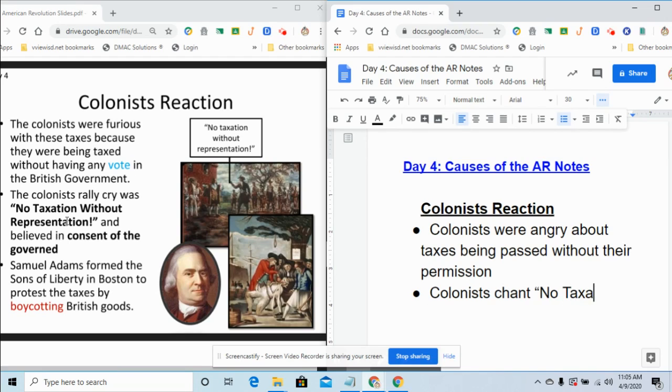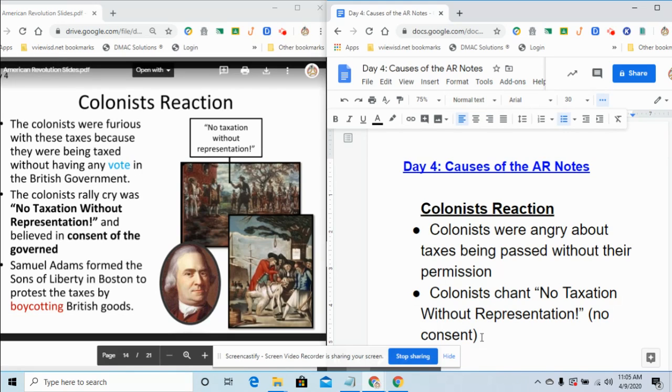No taxation without representation. And they were very upset because they had no consent. There was no consent to pass those taxes. There was no representative to speak up for the colonists in the parliamentary houses. So these colonists were getting pretty ticked off.